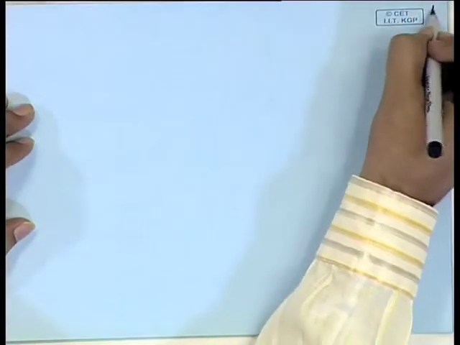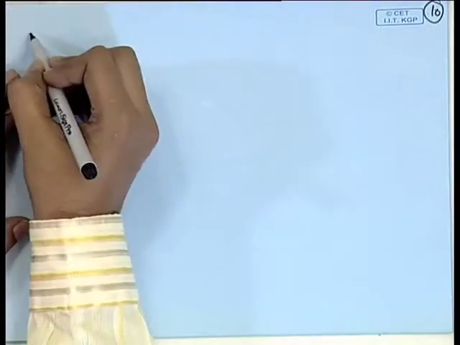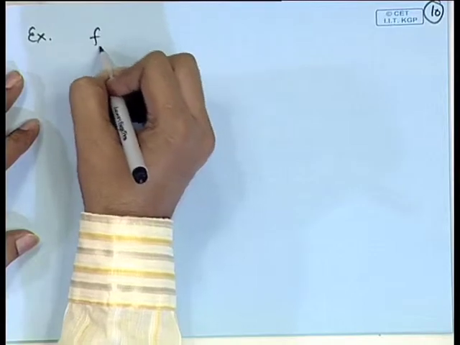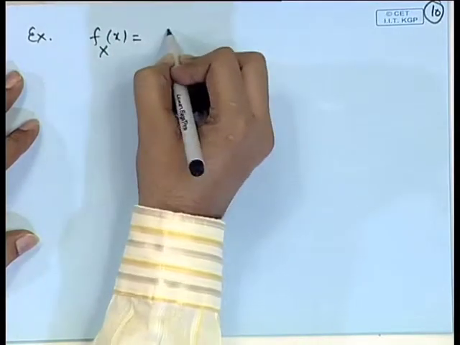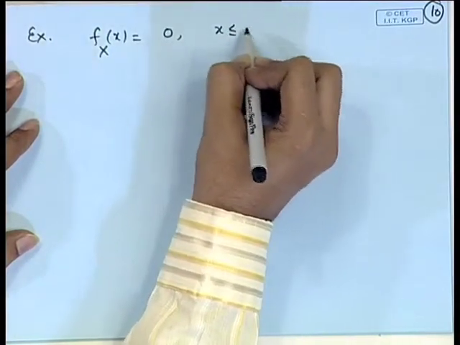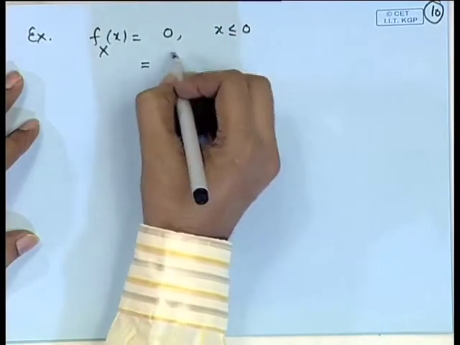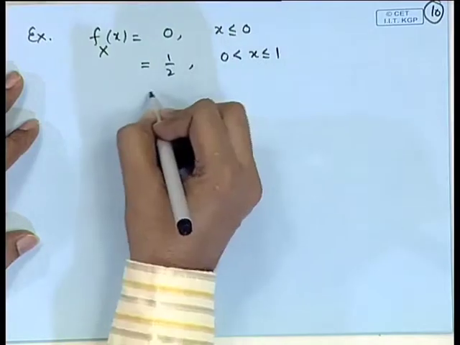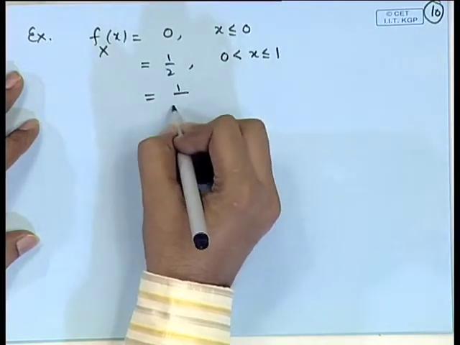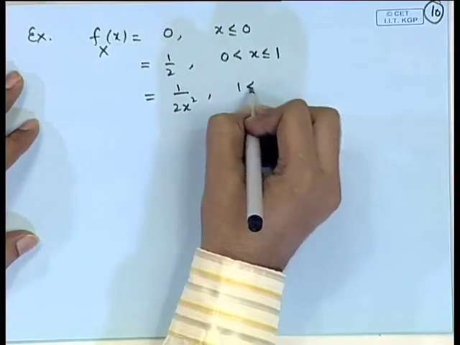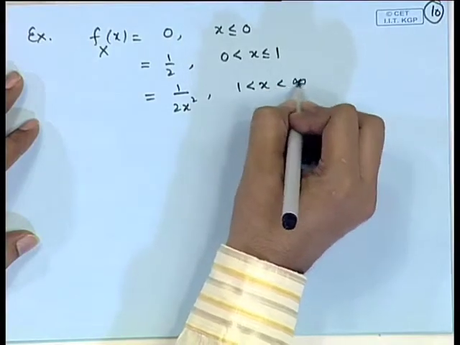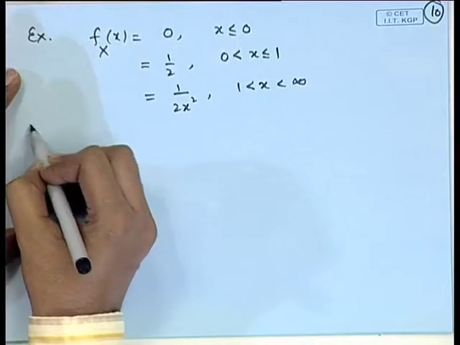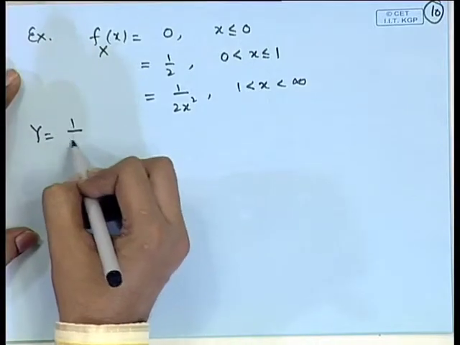Let us take an example. Say the random variable x is having the density 0 for x less than or equal to 0, it is equal to half for 0 less than x less than or equal to 1, and it is equal to 1 by 2 x square for 1 less than x less than infinity. And consider the function, say y is equal to 1 by x.